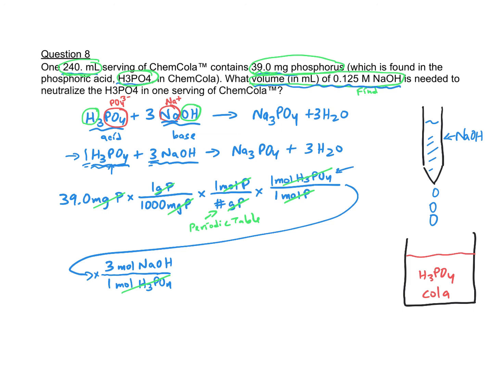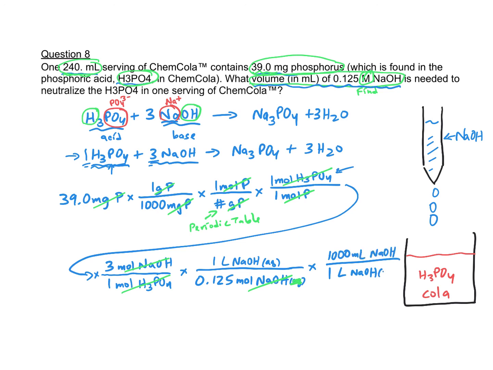And then, let's see, we need the volume of NaOH solution, but we know the molarity. So a molarity of 0.125 molar is 0.125 moles of NaOH solution per 1 liter of NaOH. I'll put AQ there for solution, NaOH AQ, to distinguish from just the compound NaOH. So moles of NaOH in a liter of aqueous solution. And then, let's see, oh, we're almost done. Volume, we just need to be in milliliters, not liters, so that should be easy. 1 liter of aqueous NaOH per 1,000 milliliters of aqueous NaOH. And that converts from liters into milliliters.